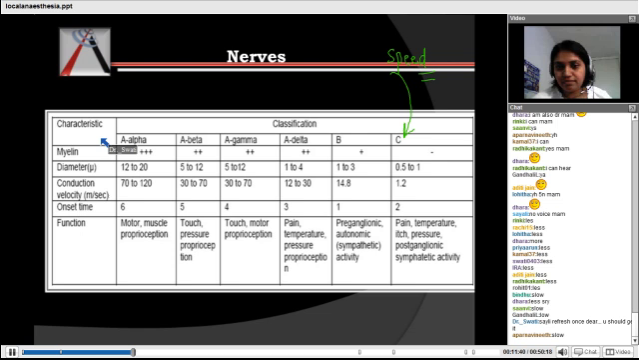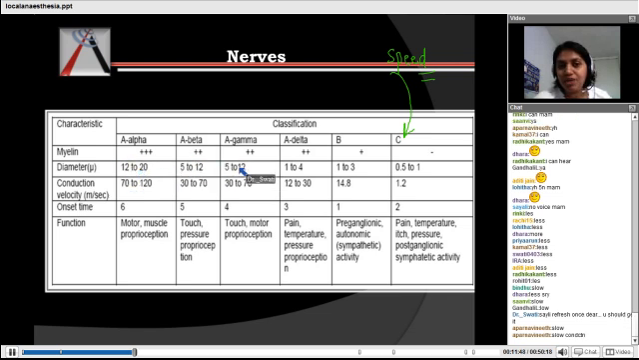Yeah, it will be slow. Okay, now look at the diameter. Here we have alpha, the thickest fibers, then we have beta and gamma, which are equal in size. Then we have the A delta fibers, then the B fibers, and ultimately the thinnest one, the C fibers.